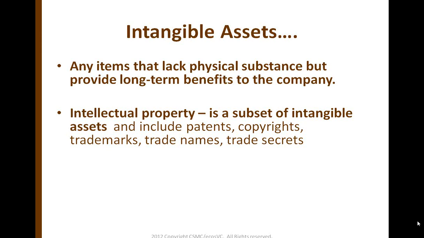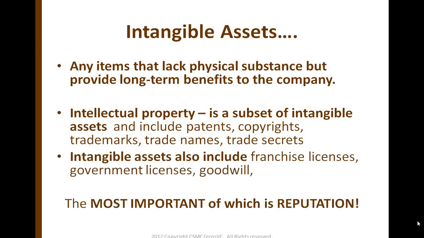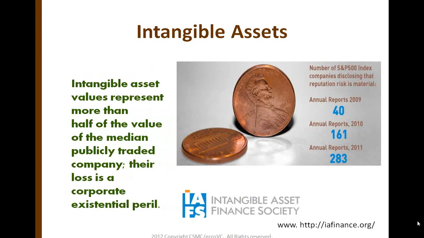They're not exactly something that you actually can see and touch and feel. Certainly, trade secrets are something that isn't even something you can read. That's something that everyone wants to keep very secret because that's usually the heart and soul of a lot of processes. Intangible assets, however, also include things like franchise licenses, government licenses, goodwill, and the most important piece, at least according to recent data going forward for intangible assets, is your reputation.